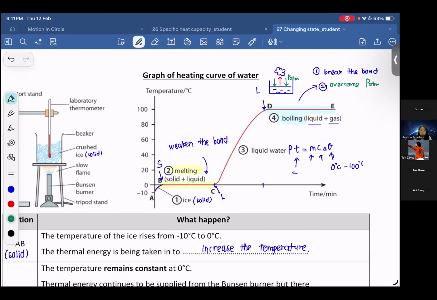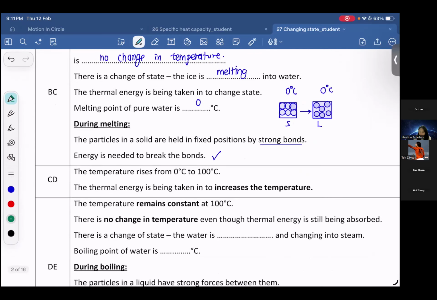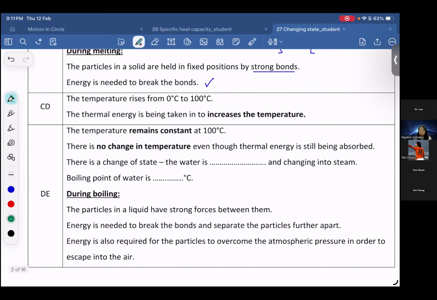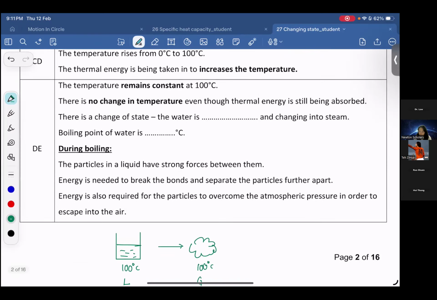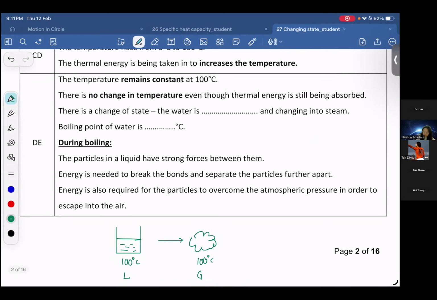Okay, so we come back to the last part here, DE. Temperature still remains at 100 degrees Celsius. The liquid right now, when we boil it, will be 100 degrees Celsius. This is the liquid, boiling water at 100 degrees Celsius. So we convert it into the gas. The gas right now is also 100 degrees Celsius. Temperature doesn't change. There is no change in temperature even though thermal energy is still continually supplied.